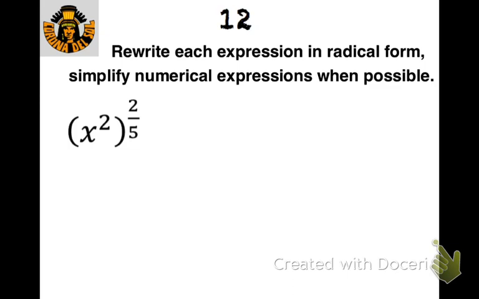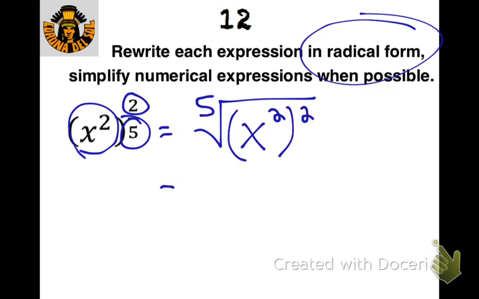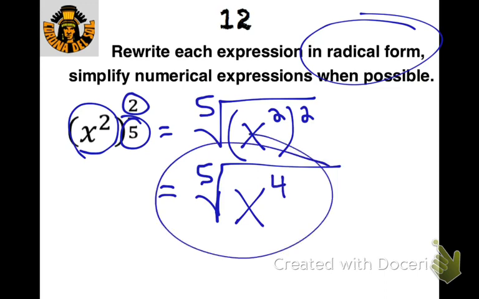Okay, rewrite in radical form again. So the denominator, that's your index. So we got 5 on the outside. Then we're going to have x squared because of this part, and then we're raising it to the second power. So x squared squared. So that's not terrible. It's not a terrible answer. It's just we could do x squared squared. We could multiply those together. 2 times 2, so 4. That's a little better.